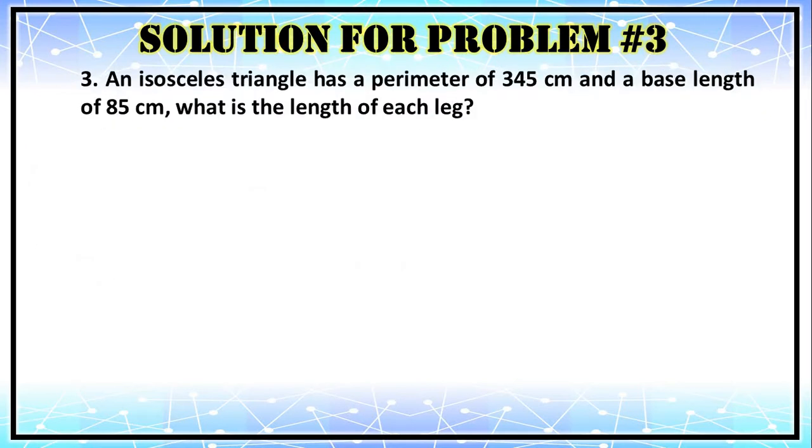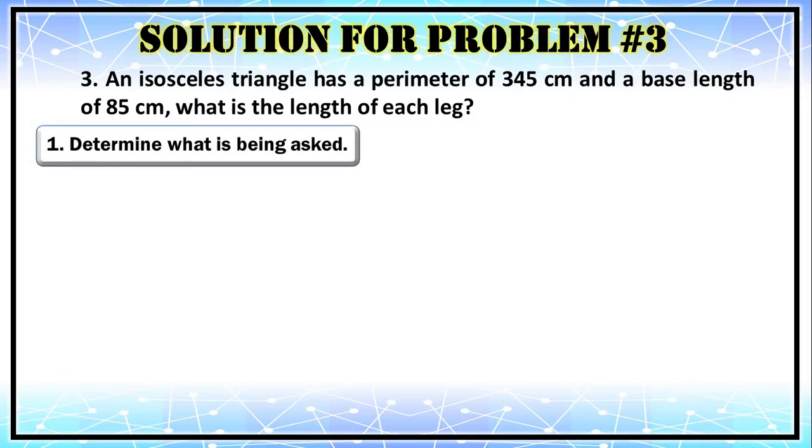So, third problem. An isosceles triangle has a perimeter of 45 centimeters and a base length of 85 centimeters. What is the length of each leg? So step number 1, determine what is being asked. So the problem asks, what is the length of each leg?